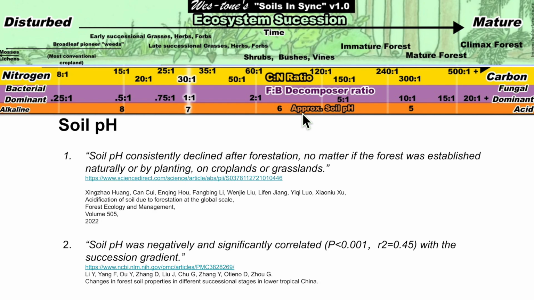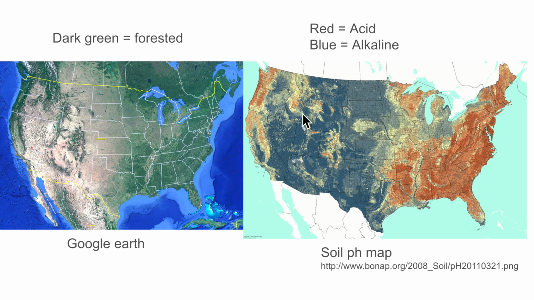Now that's just one study, and that 0.45 R squared is probably as good as a guess, but there isn't much research in this area that I was able to uncover. So let's look at some anecdotal evidence. Here's a Google Earth screenshot compared to a soil pH map. Note how the forested dark green areas on Google Earth are strongly correlated to the red areas on the soil pH map. Red areas indicate acidic soils.